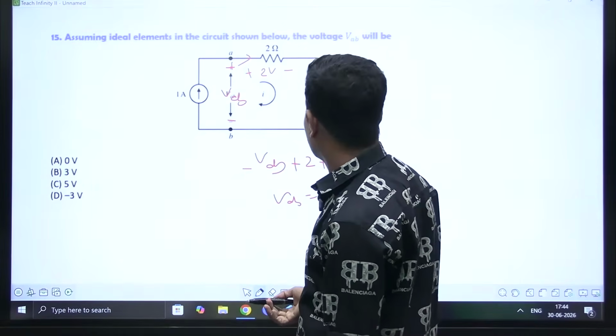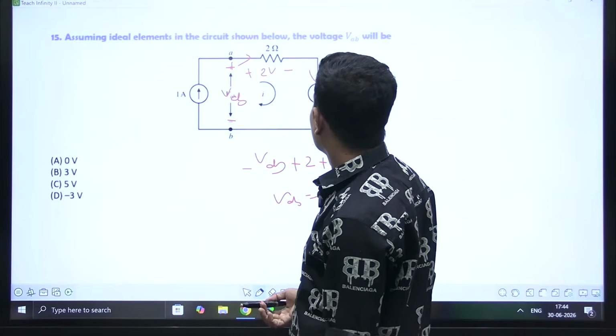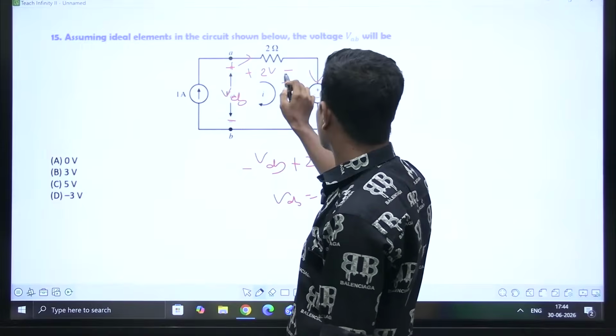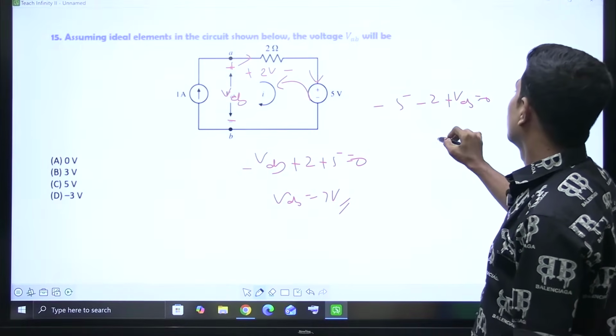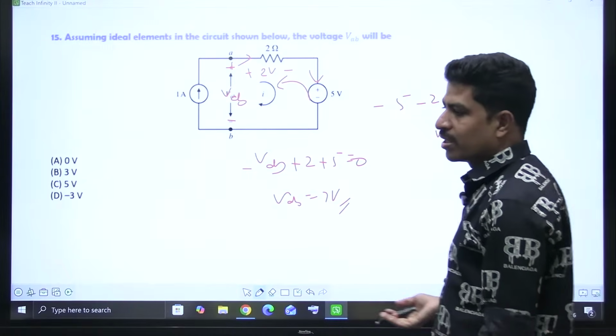But the answer is not there. I don't know, maybe a typo. Minus VAB plus 2 plus 5. Yeah, you can move this way also, no problem. Minus 5 minus 2 plus VAB is equal to 0. VAB is equal to 7 volts. How did people get the answer? As the question is, yeah, 7 it is.